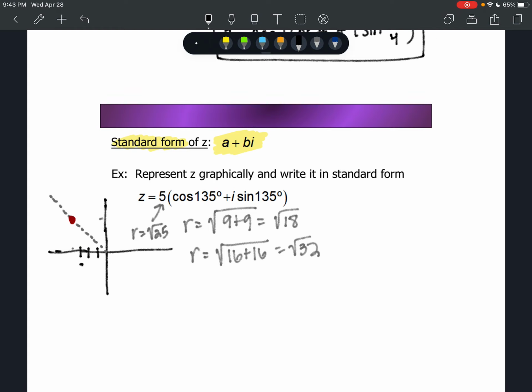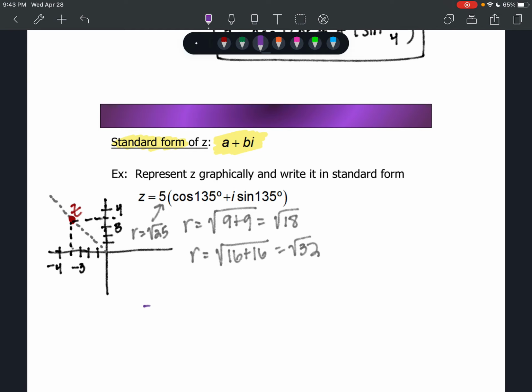So that tells us that we're between negative 3 and negative 4 on the x-axis, and on the y-axis, we are also between positive 3 and positive 4. So we represented z graphically. Now we need to write this in standard form.